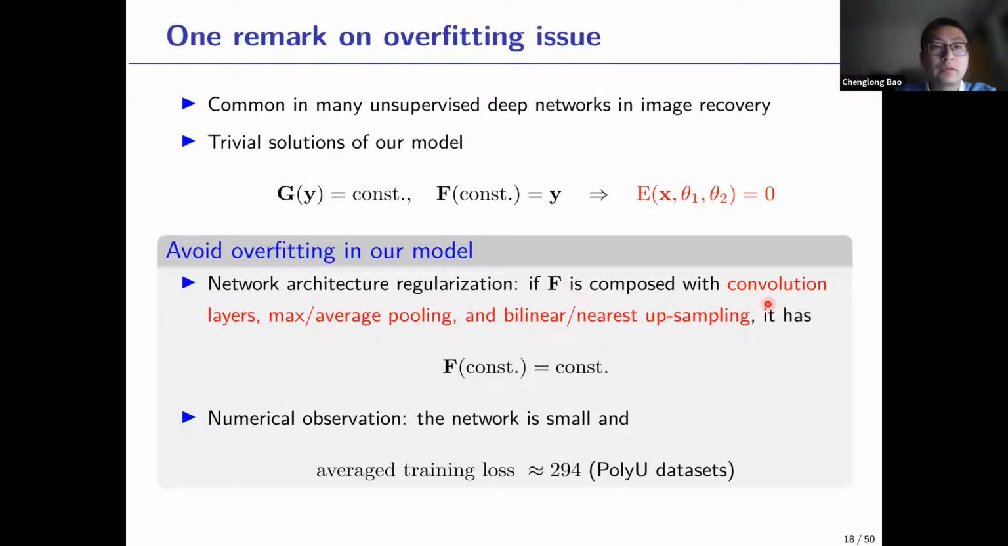To avoid this issue in our model, we can show that if the decoder is composed of convolution layers or pooling and upsampling layers, the decoder maps any constant image to a constant image, which means that it cannot map the constant image to a noisy image. So this is the first explanation. And in our implementation, we usually set this F to be very small. And we can see that in a data set, the average training loss is around 300, larger than 0.